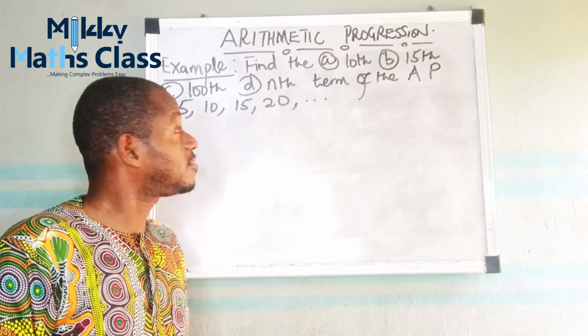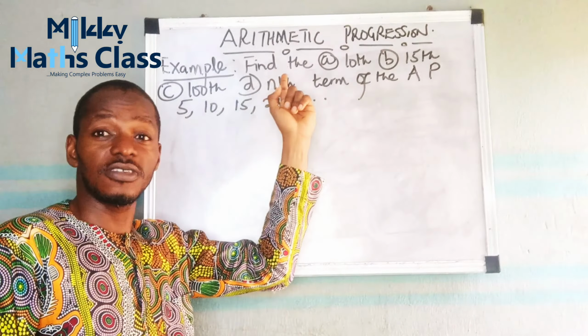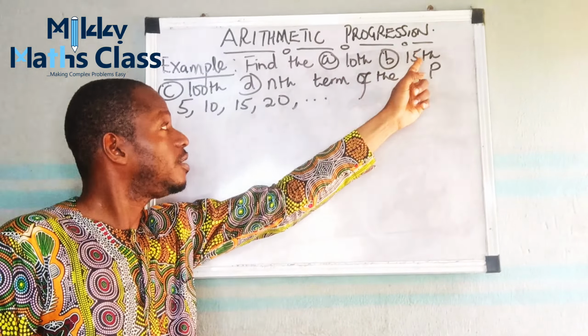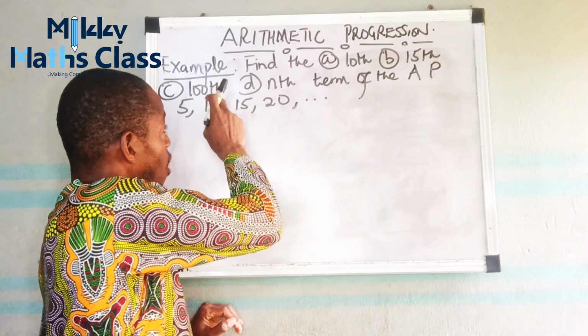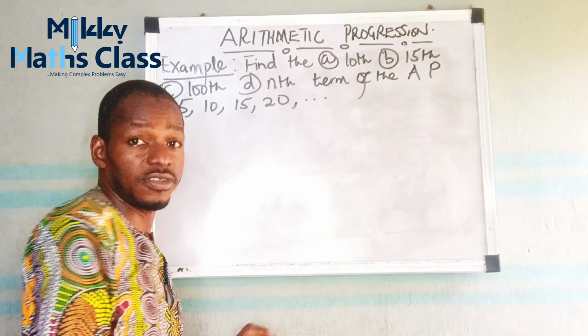All right, let's look at this example. This question says, find the 10th term, the 15th term, the 100th term, the nth term of this AP.